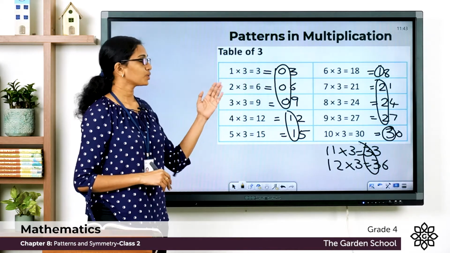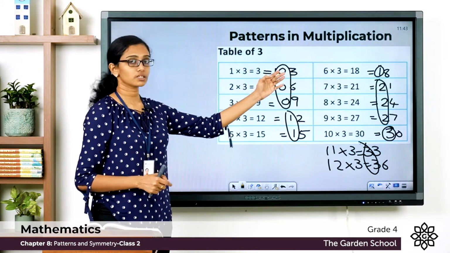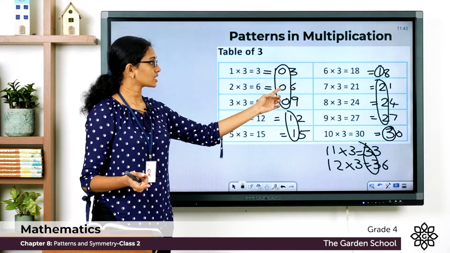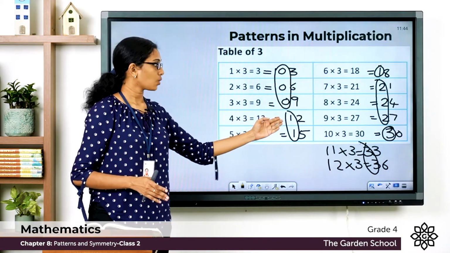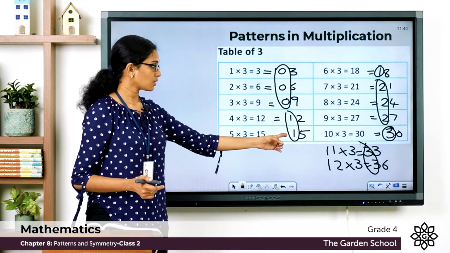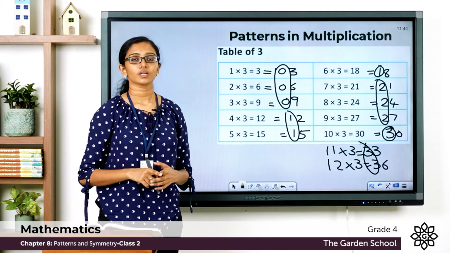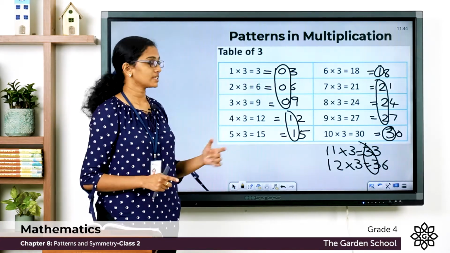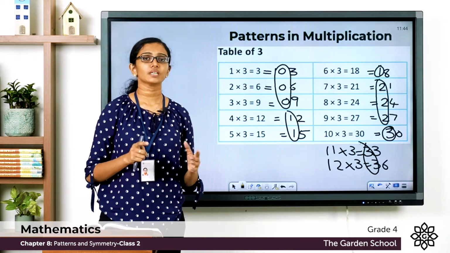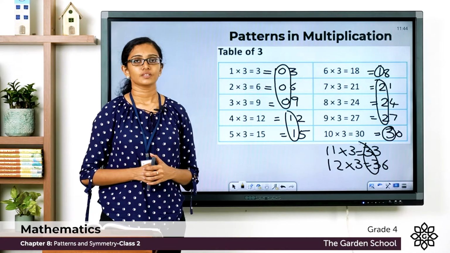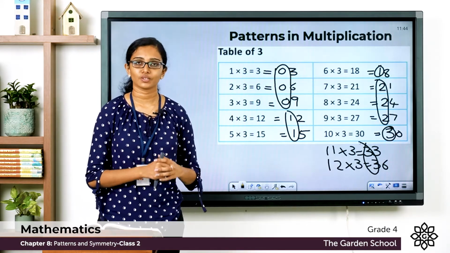And also, when you take the sum of the digits in a multiple, for example, here it is 0 and 3, 0 plus 3 is 3, here it is 0 and 6, 0 plus 6 equals 6, 0 plus 9, 9, 1 plus 2 is equal to 3, 1 plus 5 equal to 6, 1 plus 8 is equal to 9. See, if you take the sum of the digits in a multiple, the sum will either be 3, 6 or 9. So that's also a pattern. So these are a couple of patterns that you can observe in the multiplication table of 3.